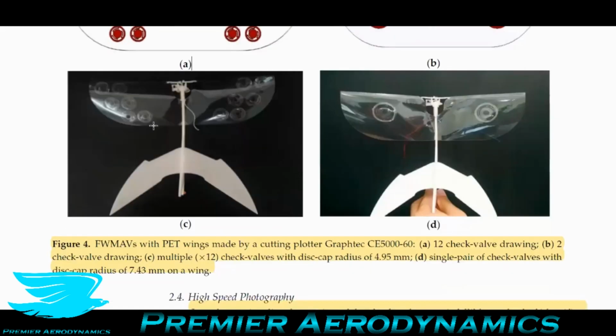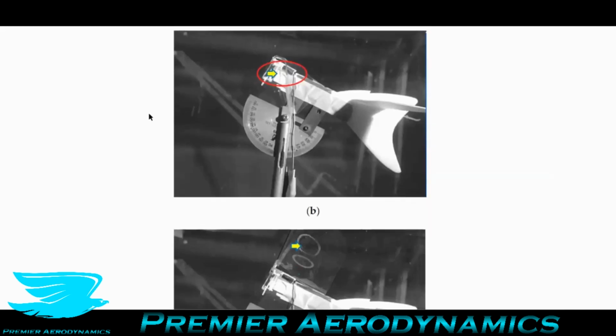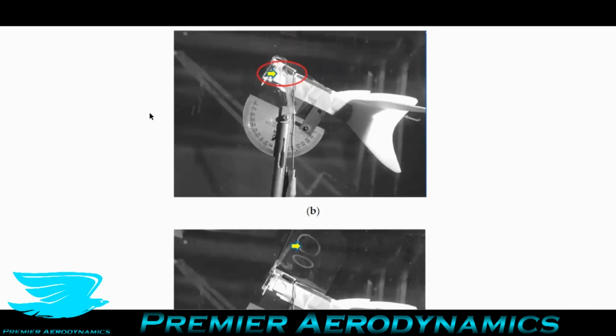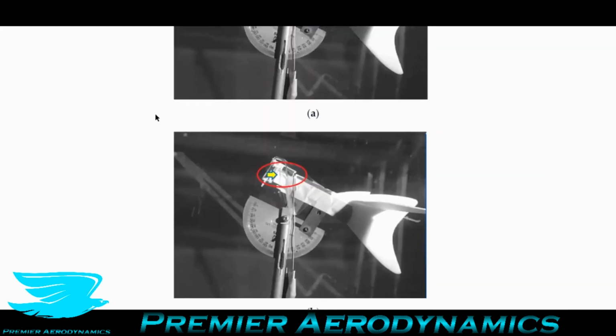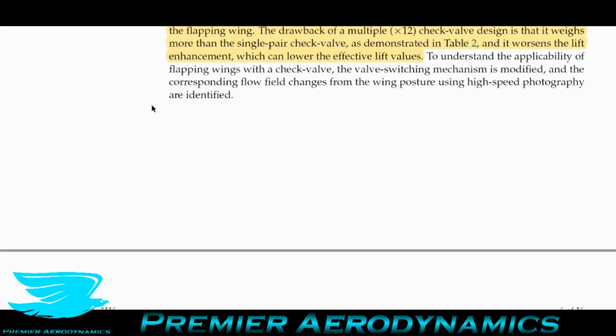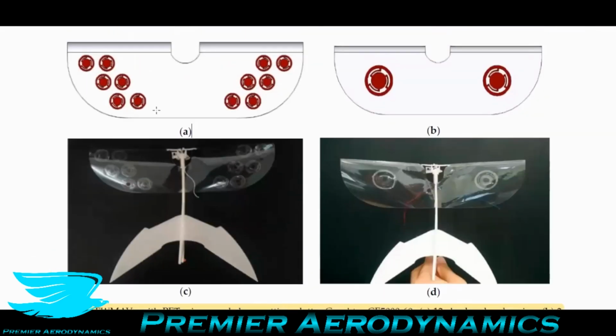So they put these, let's go to Figure 5. They put these valves on these wings, clear wings, and then they shot the motion in high-speed camera, and then they looked at how the valves were behaving. Now, from these pictures, I can't see anything because everything's clear, but somehow they managed to figure out the deflection of these valves, and they came up with a decent idea as to where to put them and how stiff to make everything, etc. But in Figure 4, they have two main designs.